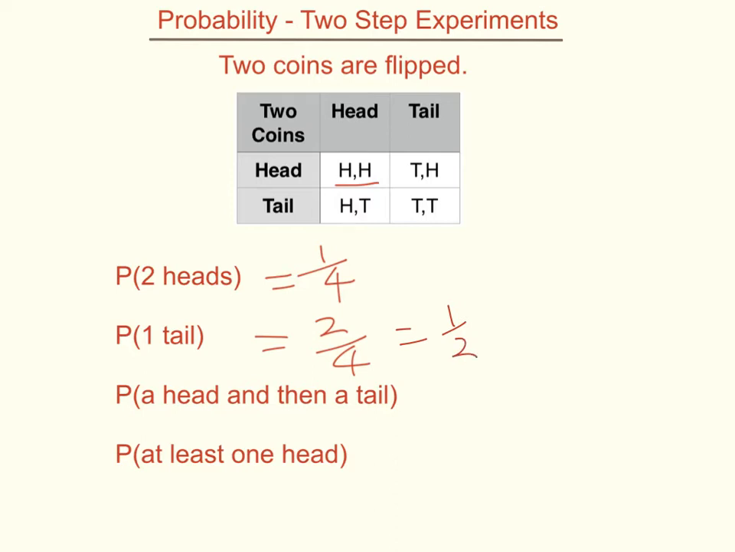The probability of getting a head and then a tail is actually only equal to 1 over 4, because I have to get the head first and then the tail second. I can't get the tail and then the head. And the probability of getting at least 1 head means that I need to have a head in any of the outcomes. All 3 of these have got a head in them. So the probability of getting at least 1 head is 3 out of 4.